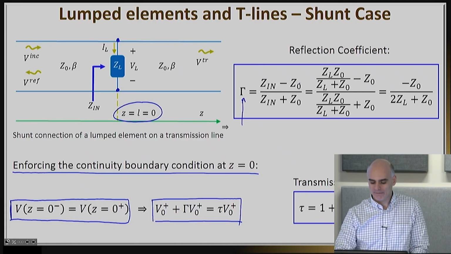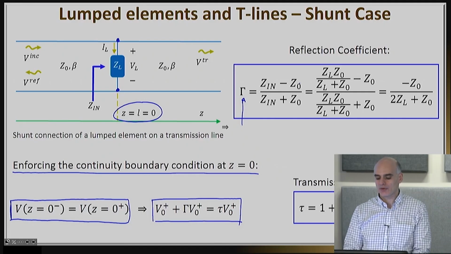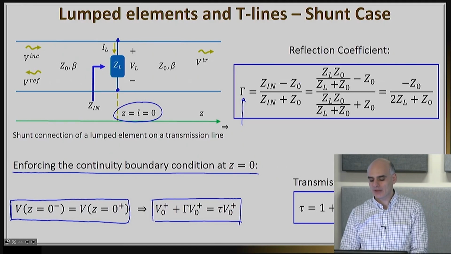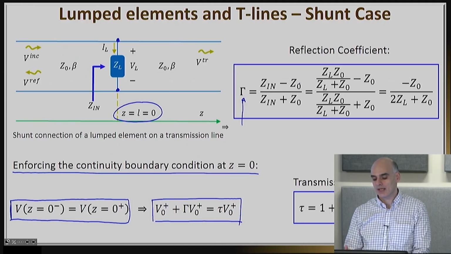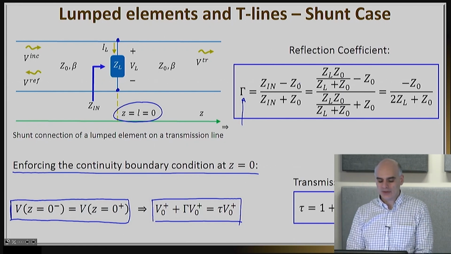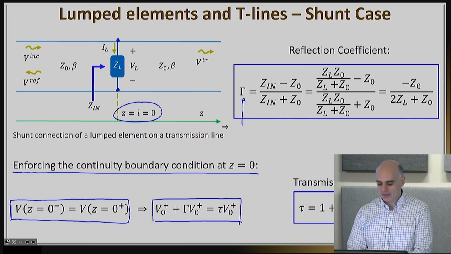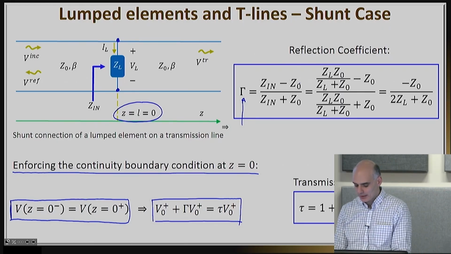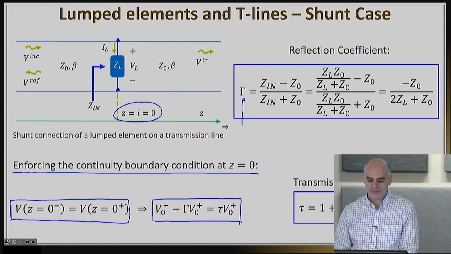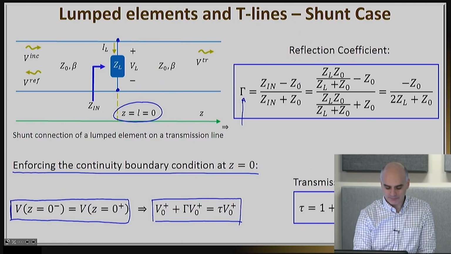So the reflection coefficient essentially will be equal to gamma equals Z in minus Z naught over Z in plus Z naught. And so if I try to calculate this reflection coefficient and I look at what my Z input impedance is, it actually doesn't take much to see that the input impedance Z in is simply ZL in parallel with Z naught. So let me write it here. This will be ZL in parallel to Z naught.